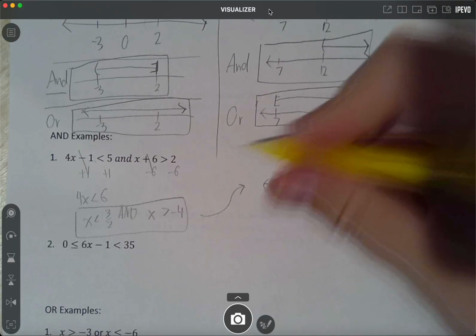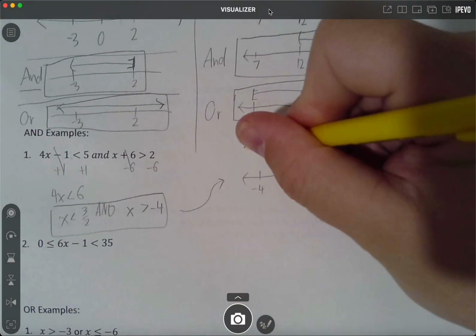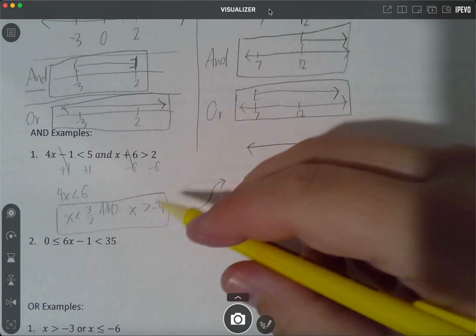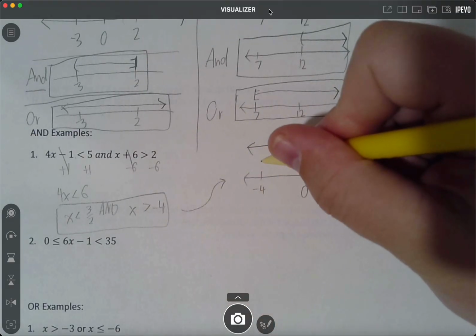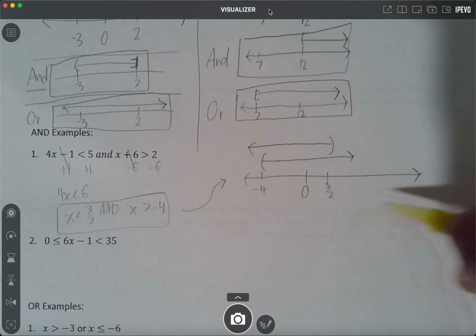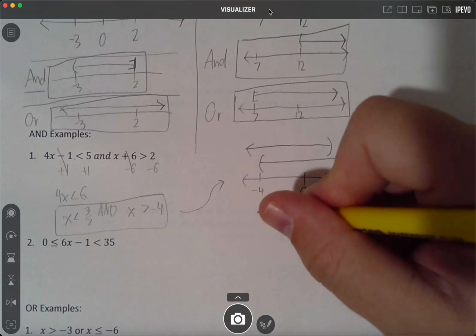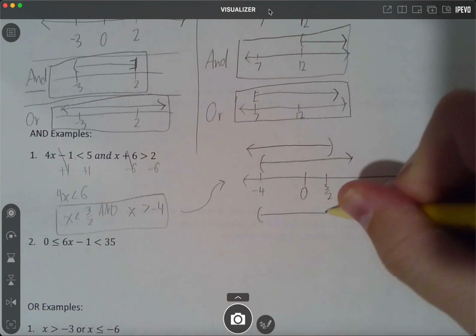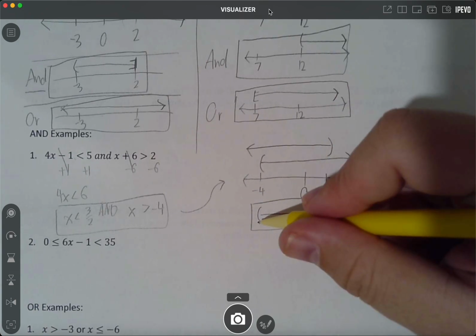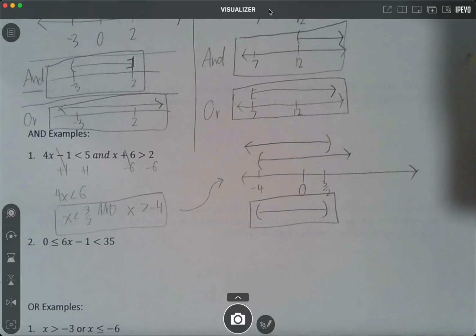So if x can be less than 3 over 2, less than 3 over 2 is over this way, parentheses because it can't be equal, and x is greater than negative 4, greater than negative 4 is this way, can't be equal to. And so hopefully from looking through our examples, this looks a lot like the first one. Your final answer would just be this for your graph. So from negative 4 to 3 over 2, parentheses for both because that's what they each had, and we're done.